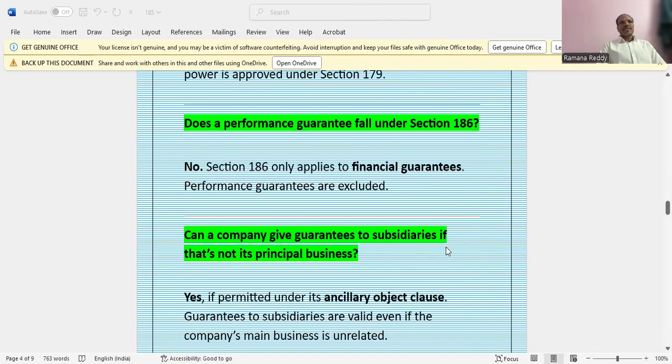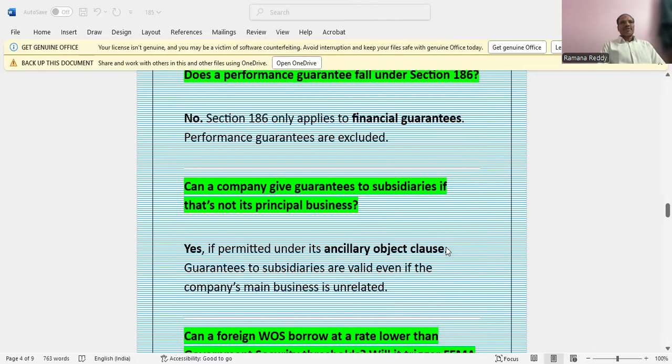Does performance guarantee fall under Section 186? No. Section 186 only applies to financial guarantees. Performance guarantees are excluded. Can a company give guarantee to subsidiaries if that is not in its principal business? Yes, if permitted under its ancillary object clause. Guarantees to subsidiaries are valid, even if the company's main business is unrelated.